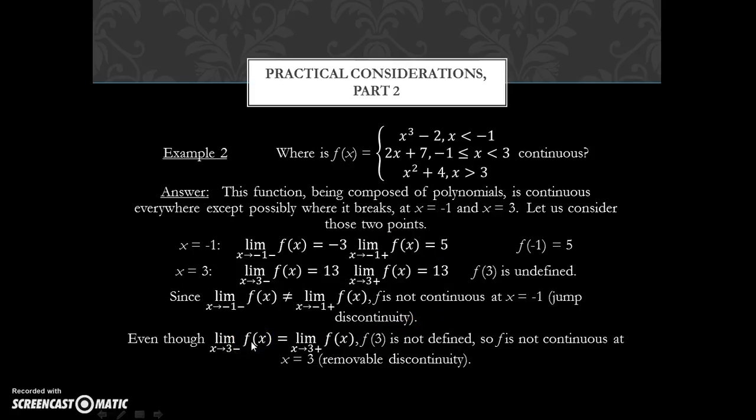Even though the limit as x goes to 3 from the left of f of x equals the limit as x goes to 3 from the right of f of x, f of 3 is not defined, so f is not continuous. The limits match on either side, but we're missing the function value. We call that a removable discontinuity.